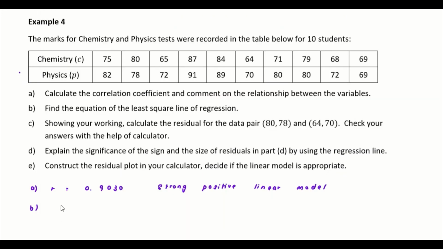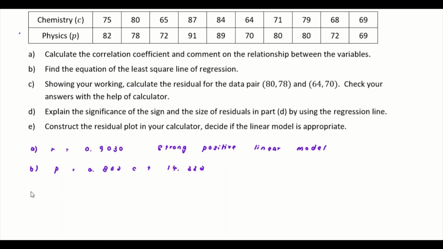In this case, our RV is actually physics, so that's why it's indicated by P. So P will be equal to 0.862C plus 14.332. Okay, so that's the part for B. Now let's move on to C.